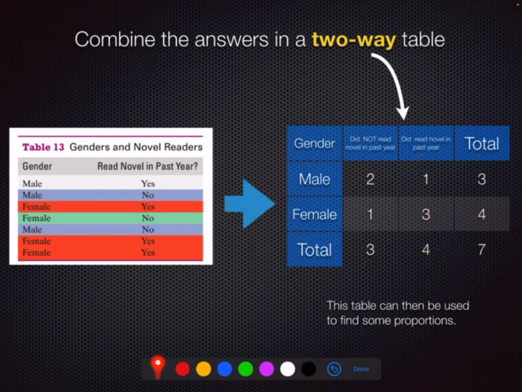And so this table is really, when I look at this, it's telling me a couple of things. It's telling me these two people are male, and they did not read a novel in the past year. And so now we can use this proportion to answer some of those questions that we saw previously.